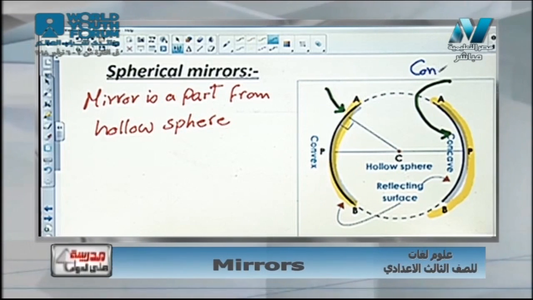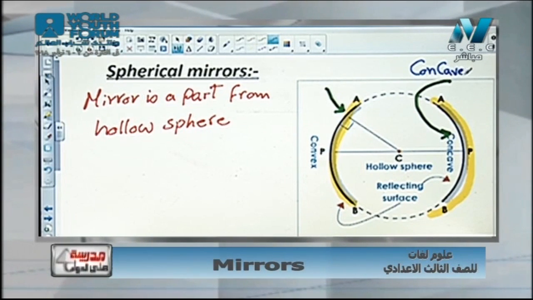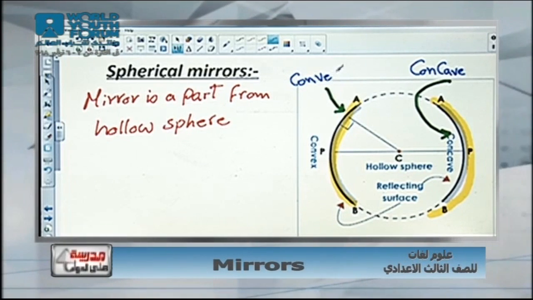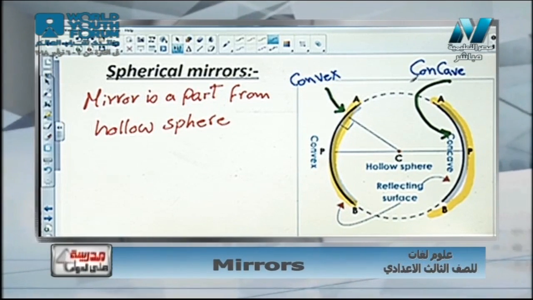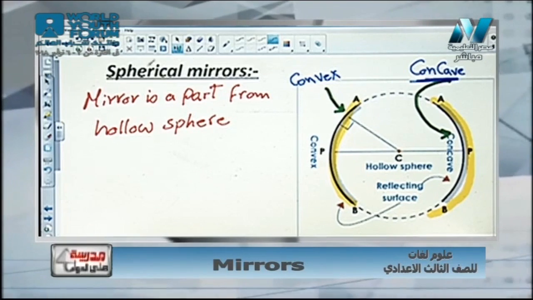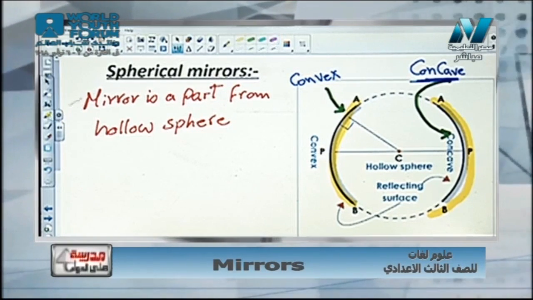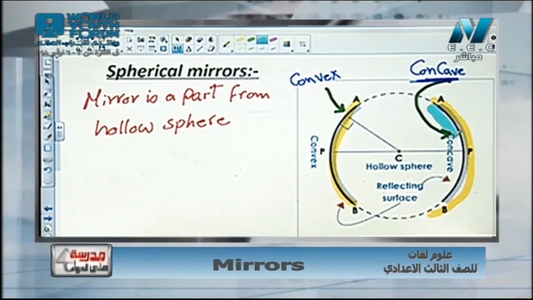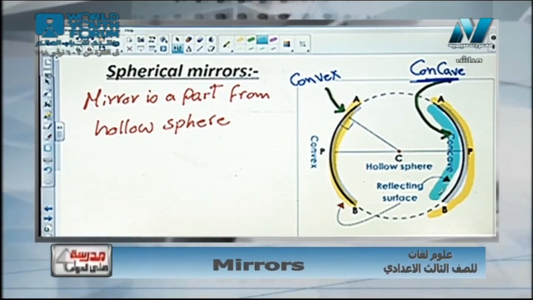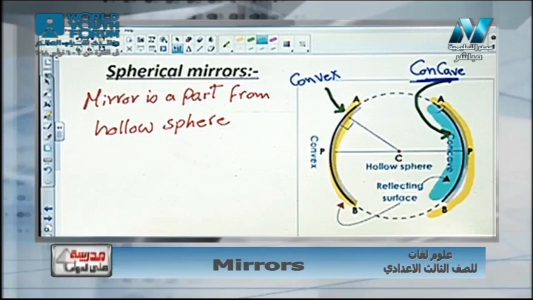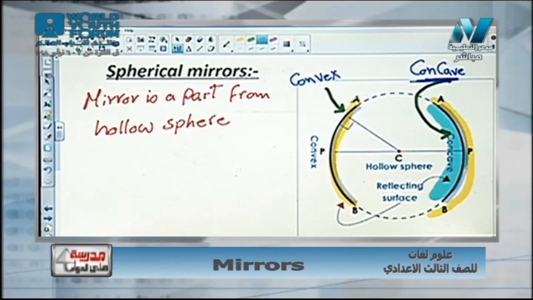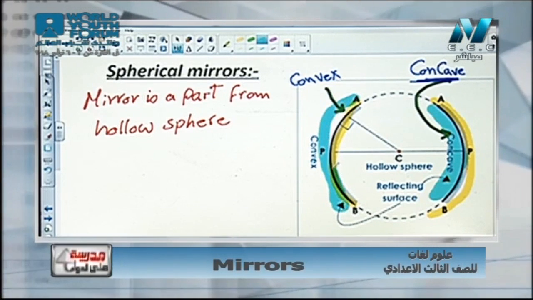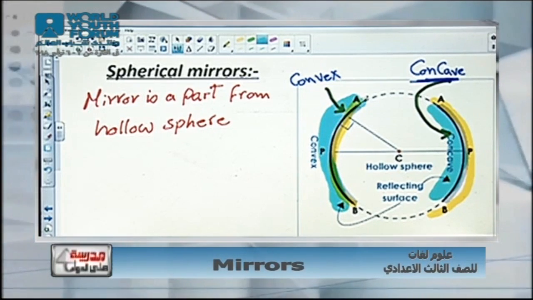So I will say we have here number one, concave mirror, and here we have convex mirror. Concave mirror is what? It is the inner part of the hollow sphere. Its reflecting surface is the inner part of the hollow sphere, meaning the inner mirror. While convex mirror is the outer part of the hollow sphere, which means the mirror is the outer part.